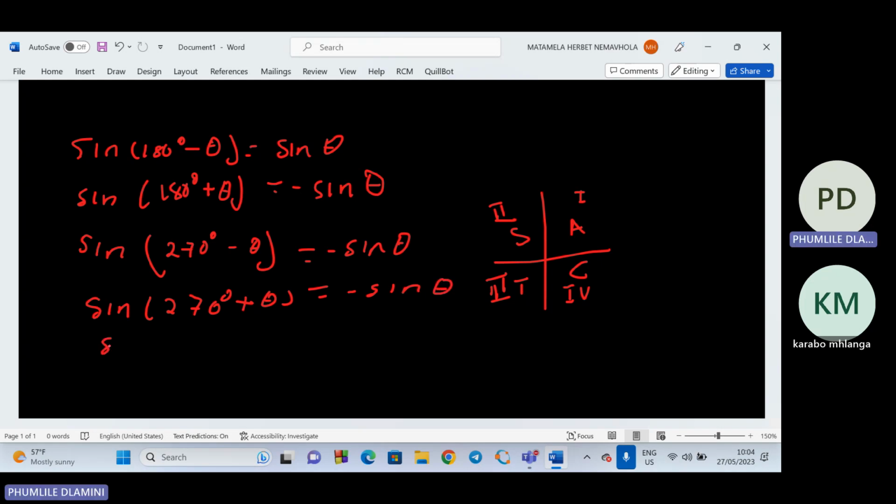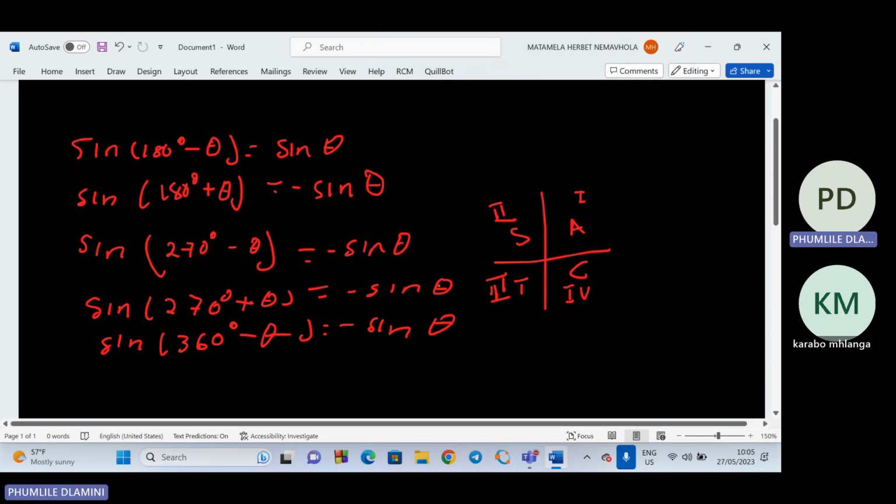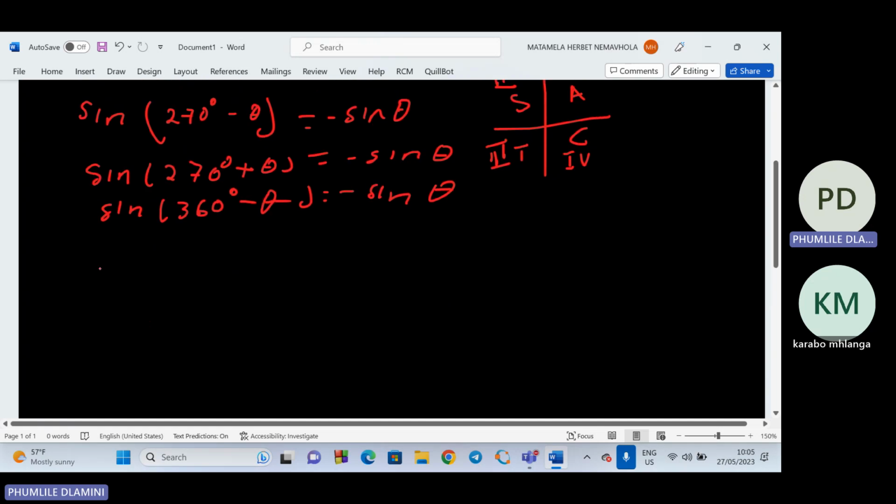And if we can say sine of 360 degrees minus theta, it is still in the fourth quadrant, which means in the fourth quadrant sine is what? Negative. It's going to be negative sine theta. You write this every time when you see all these identities that I just wrote down, you write exactly what I have just written now. So now let's go to cos.